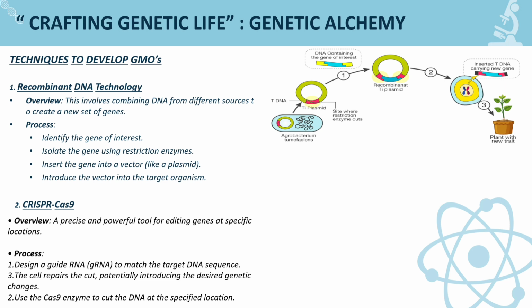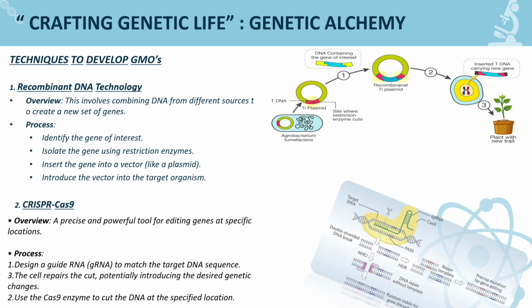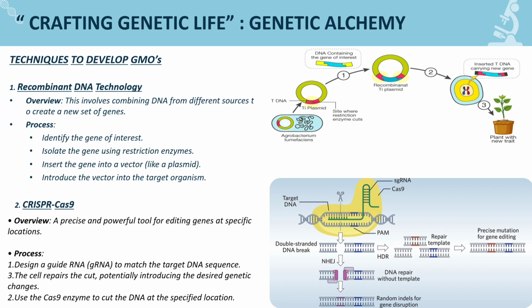Now let's discuss the second technique, that is CRISPR-Cas9. CRISPR means clustered regularly interspaced short palindromic repeats, which are specific DNA sequences. And Cas9 is an endonuclease enzyme, which will cleave the DNA at a specific position in the genome. Let me tell you that this technique is highly precise and accurate as compared to the RDT technique and the other upcoming techniques, as it prevents off-targeting.